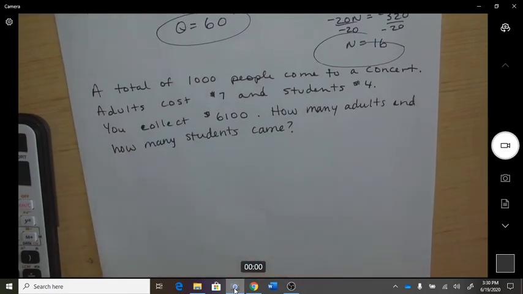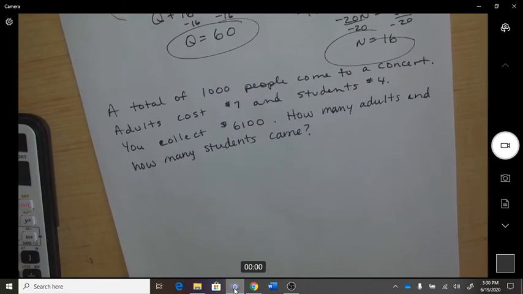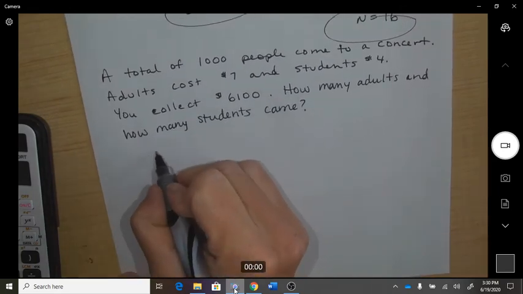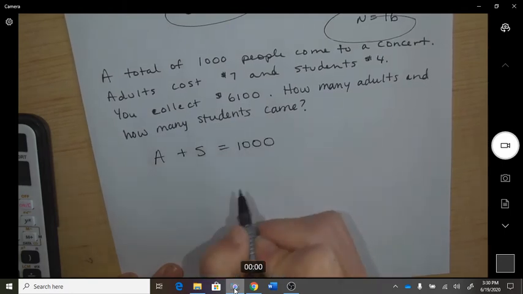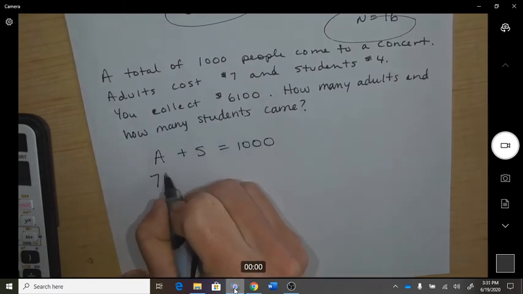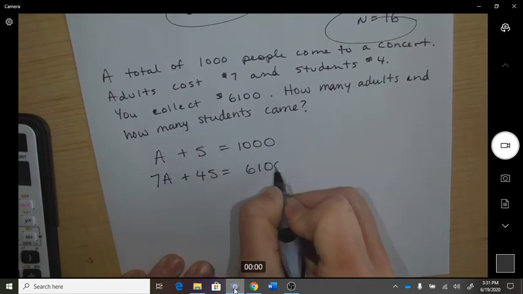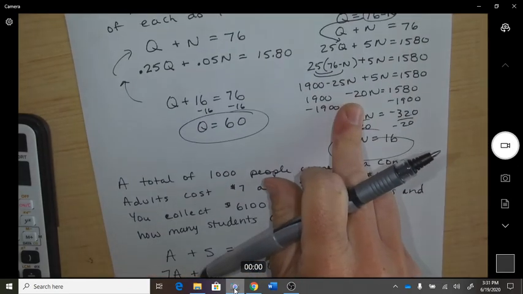Okay, a total of 1,000 people come to a concert. Adults cost $7 each, students $4, and then you make $6,100. How many adults and how many students come? So adults plus students equals 1,000 people. 7 for each adult and 4 for each student gets you $6,100. So this is very similar to the last one.